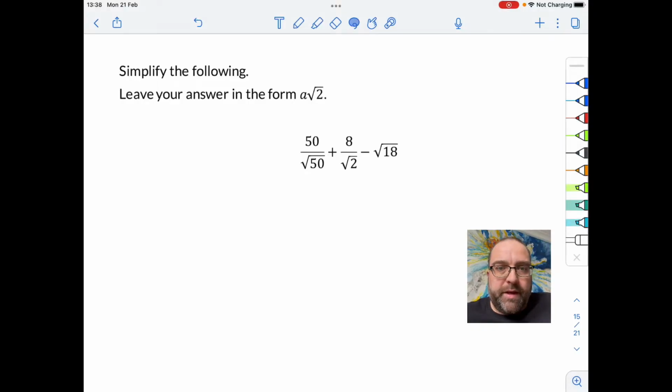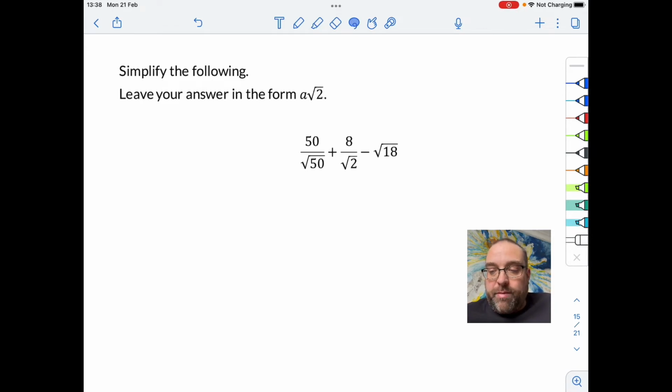Good morning everyone. Today's video is going to be a quick look at surds and some of the things you might be asked to do with them. Now I've picked this question because it involves quite a few of the skills you might have to use involving rationalising the denominator and simplifying and things like that. So let's get started now.